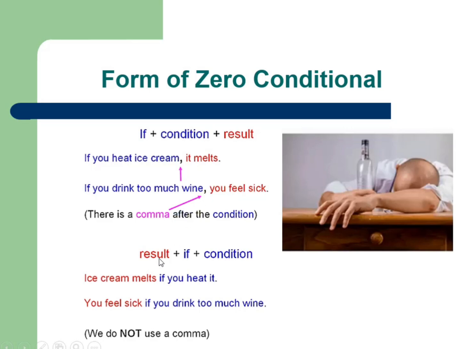Okay. So you can change the position of the conditional clause and result clause too. For example, bring the result clause first and then the conditional clause. Okay. In this case you do not need a comma. First here we have result and then the if clause. Ice cream melts if you heat it. Okay. This one is result and this one is if clause. You feel sick if you drink too much wine. Okay. In this case we do not need any comma. But if you put the conditional clause first you need a comma.